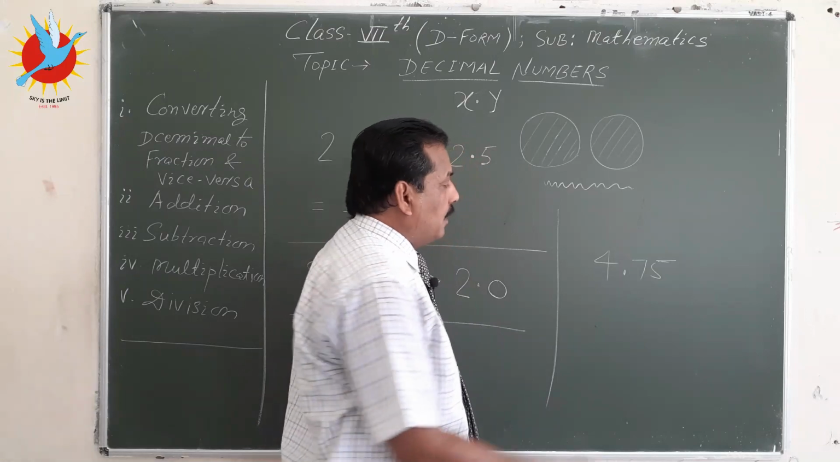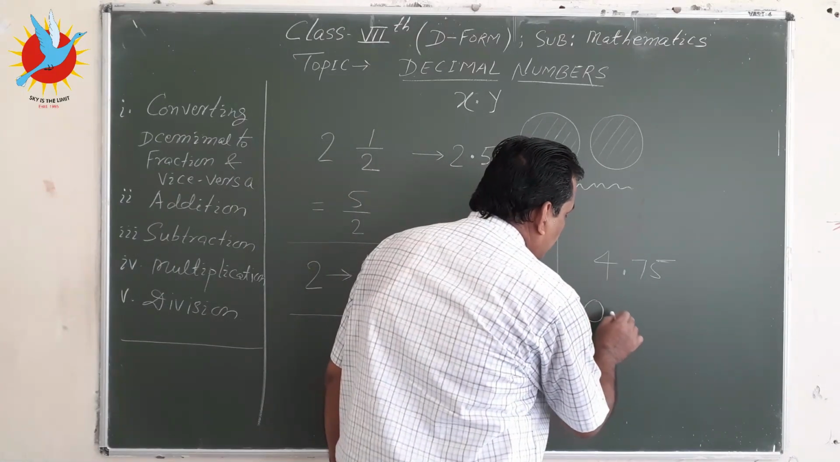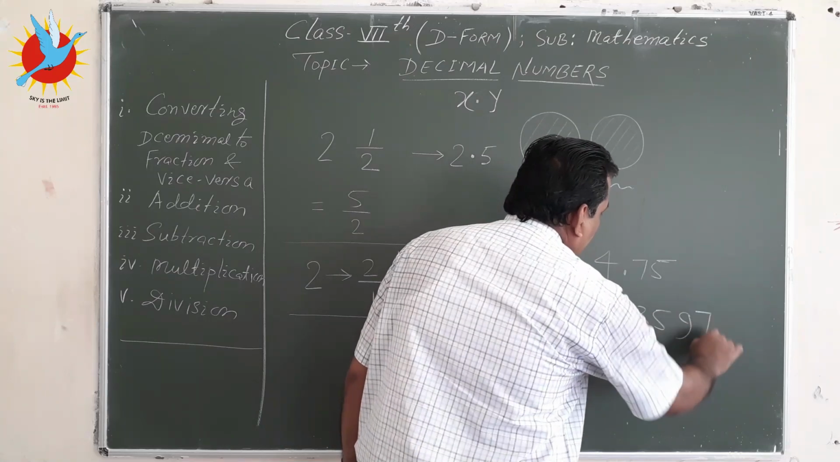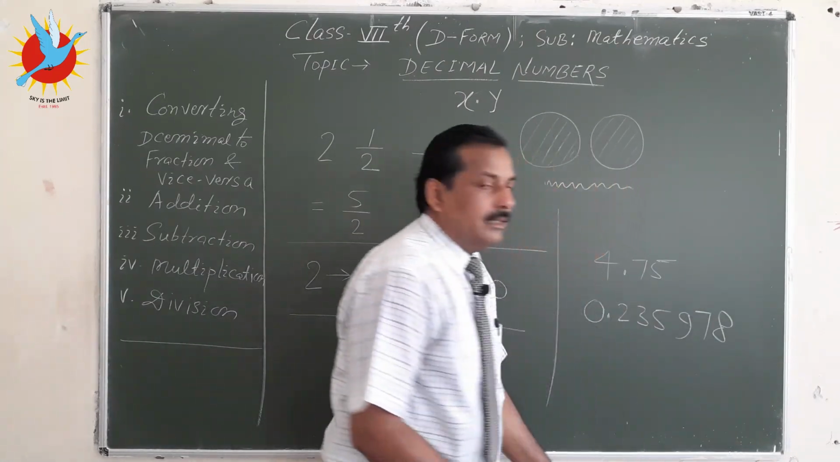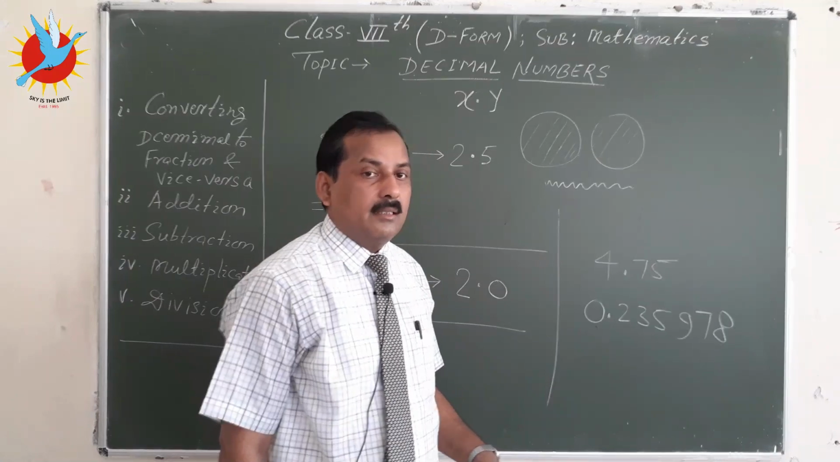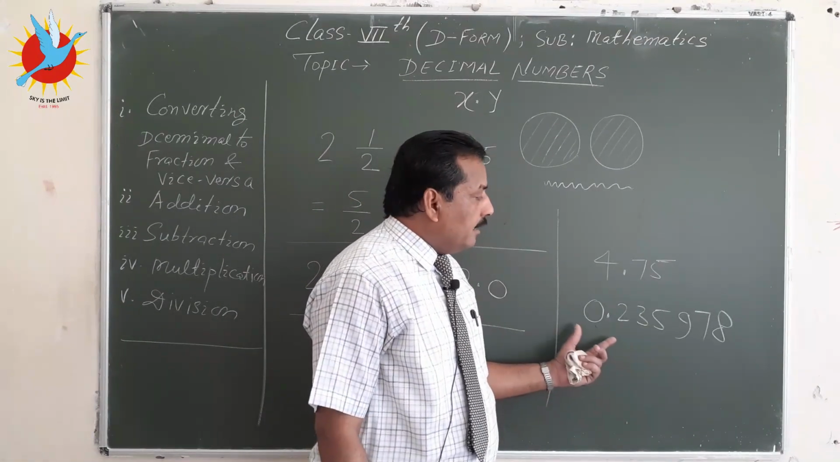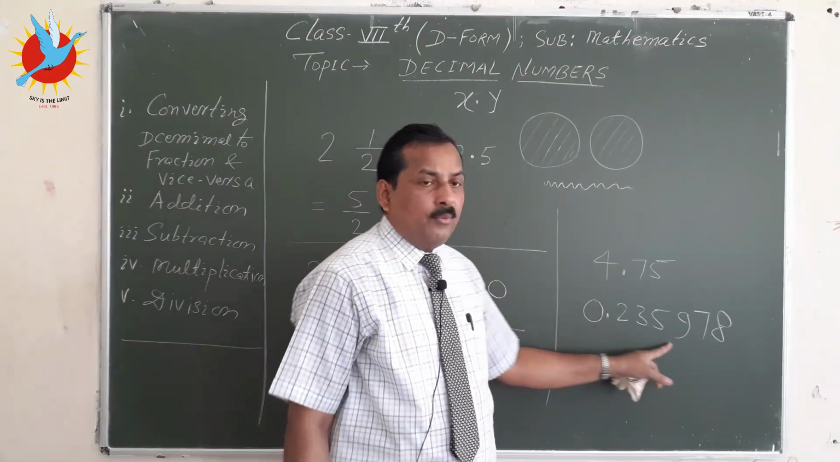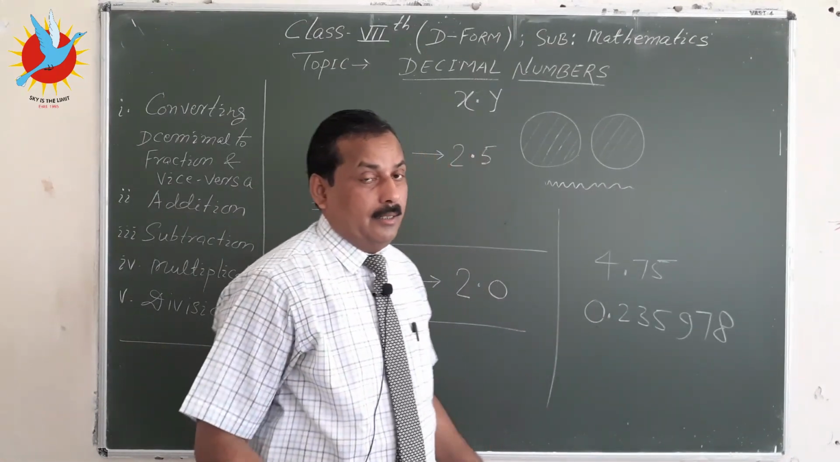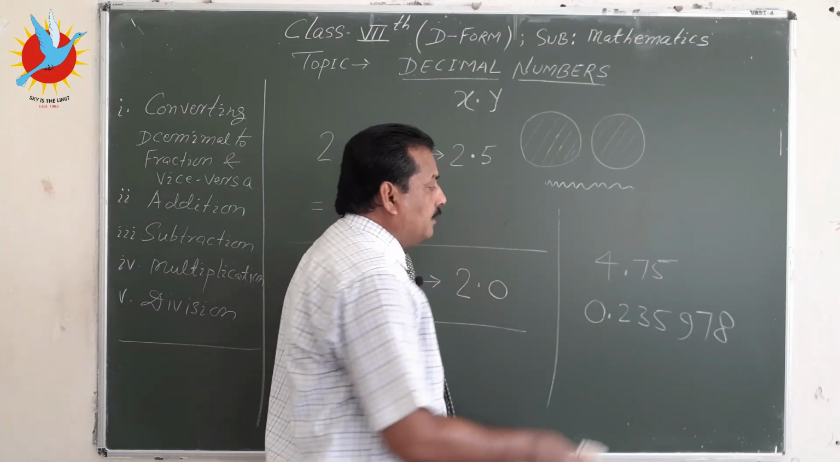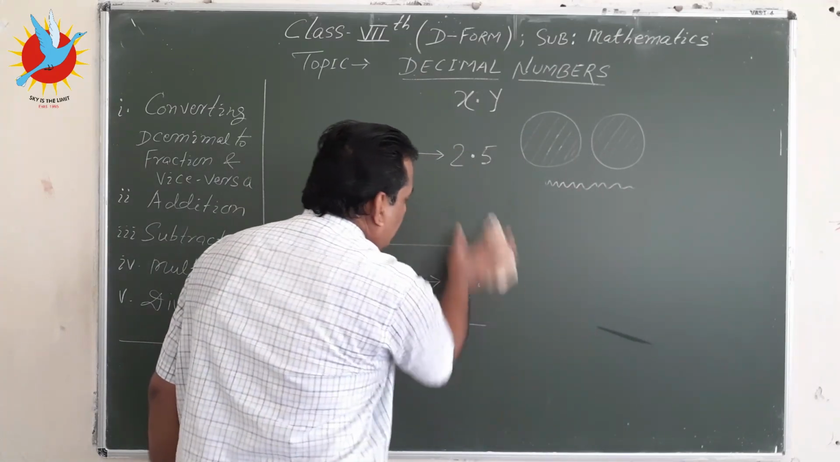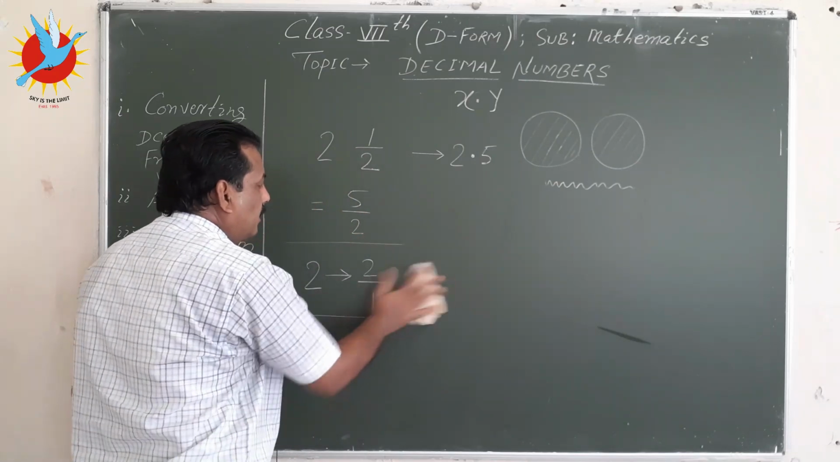So if there is a decimal number 0.235978, what does it mean? Is it less than 1 or greater than 1? Of course it is less than 1, because the whole number part is 0 and only the fractional part is there. So at this stage I think you have got this idea. We have discussed the meaning of a decimal number.